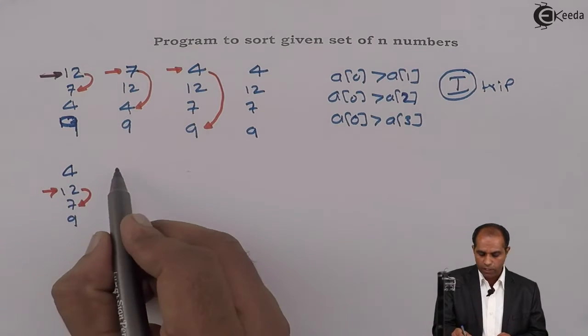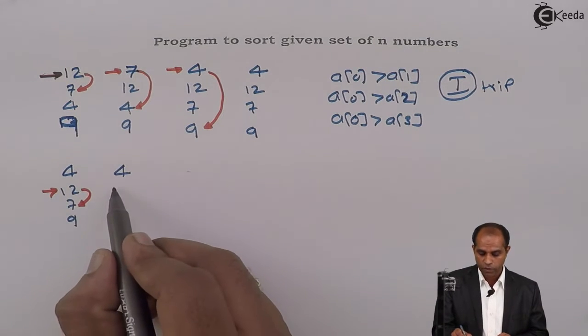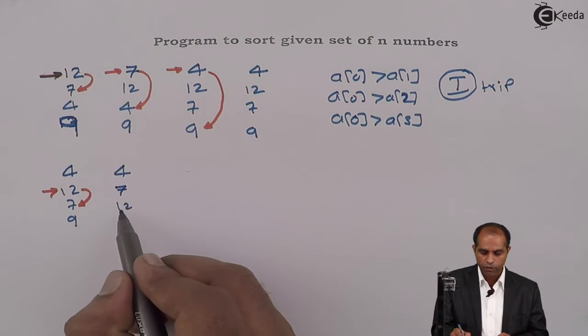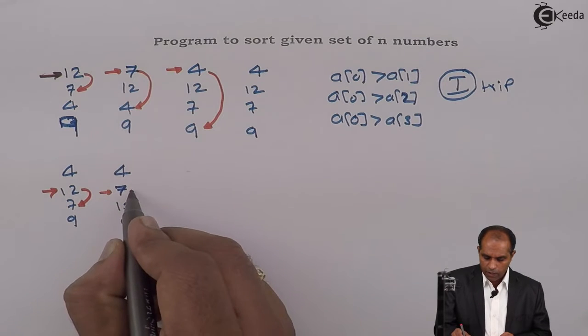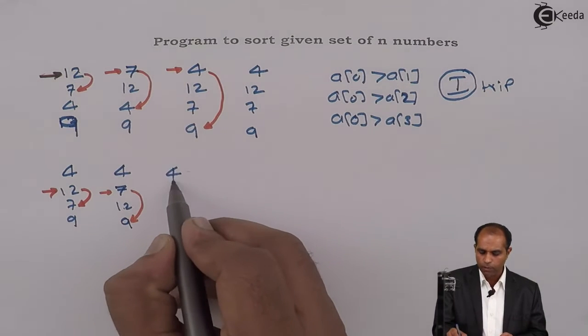So 4 is as it is. 12, is it greater than 7? Yes, 12 is greater than 7. So what will you do? You will go with this particular swapping operation. 7 comes at this place, 12 comes at this place, 9. So take 7 and compare 7 with 9. Is 7 greater than 9? No. No in the sense, keep the number as it is.